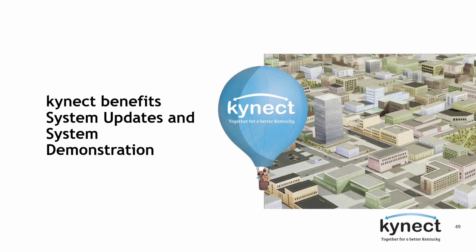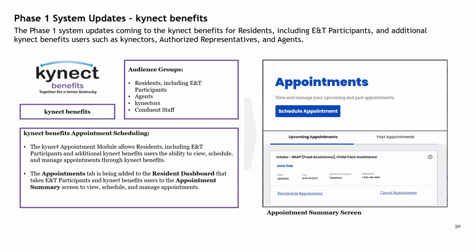Now we discuss system updates in Kynect and walk through a system demonstration of ENT appointment scheduling and management in Kynect benefits. The audience affected by the system updates coming to Kynect benefits includes residents, agents, connectors, conduit staff, OATS staff, and DCBS office support assistants, also known as OSAs. Note, OSAs will only use the Kynect benefits system during Phase 1 of Kynect appointments go live.